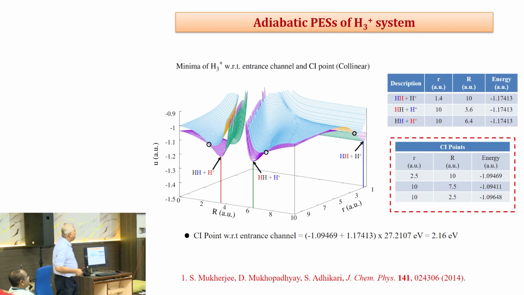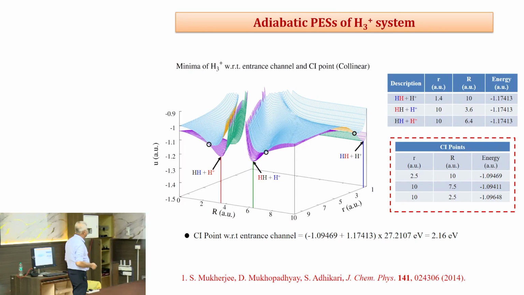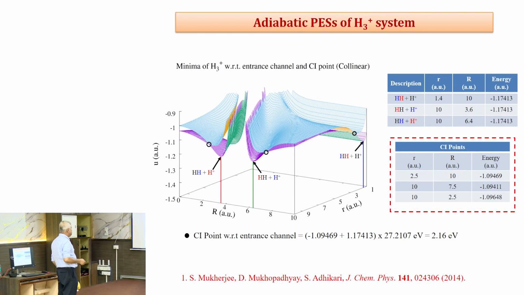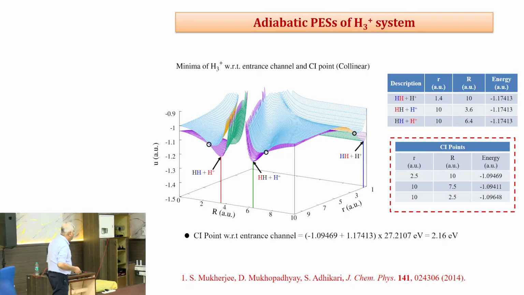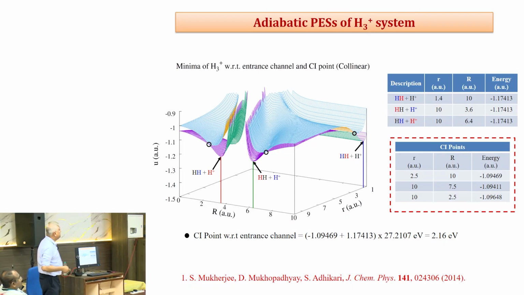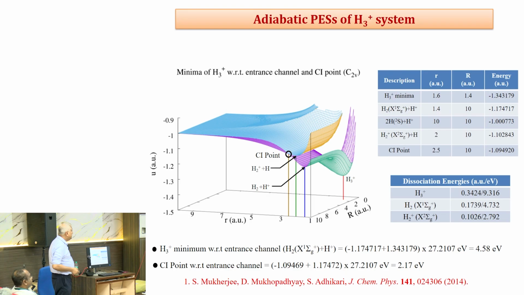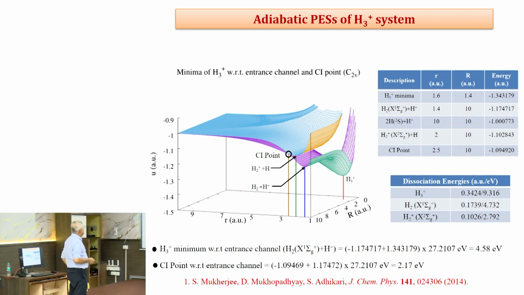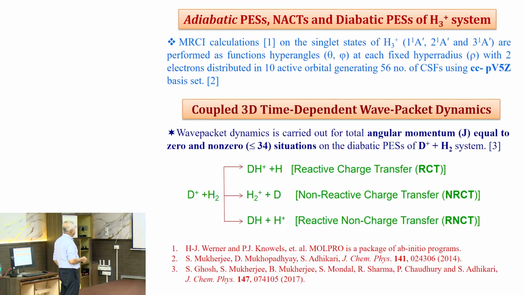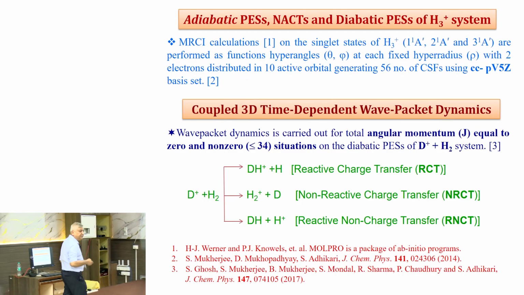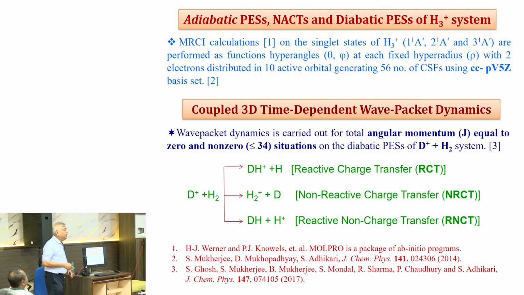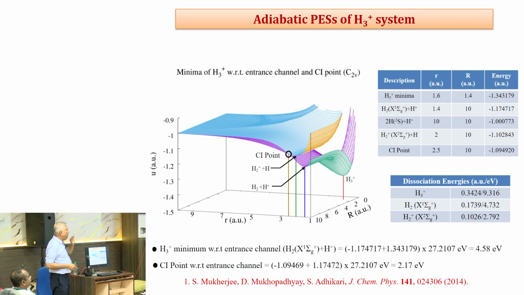In the potential energy surface, you can see where the conical intersection is. This is the entrance channel, this is the conical intersection, and it exactly matches what earlier people calculated and predicted. You can also see there is a global minimum, and that also matches very accurately. These calculations are at the MRCI level with a 5Z basis set, almost killing, because we are going to handle non-adiabaticity.